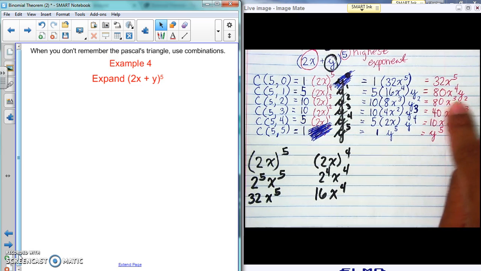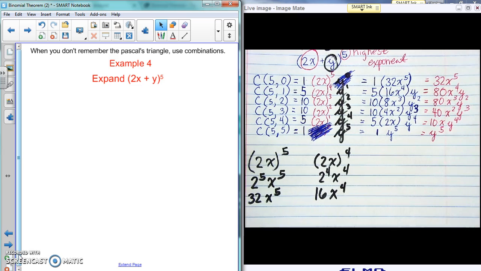These are not like terms. Y and x are not like terms, so you can't add them and get 5xy, well, xy to the 5th power. You can't add them up. You've got to keep them separate because they're not like terms. So the very last thing is to write everything out horizontally with addition signs, and we are done.